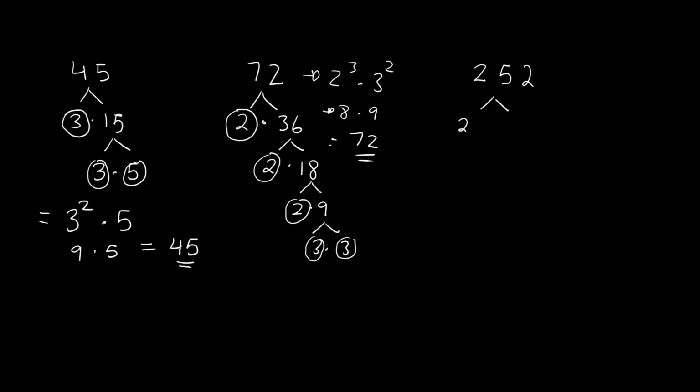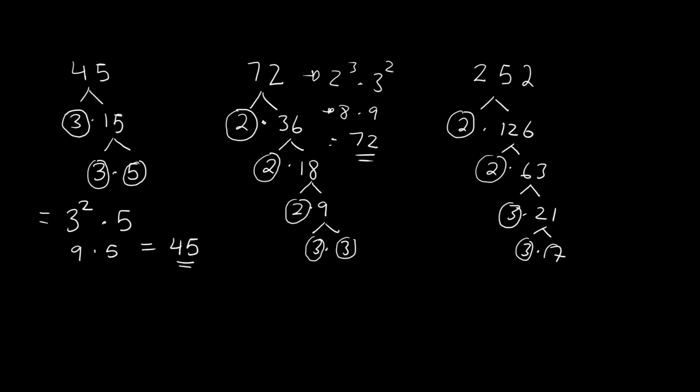Now let's factor this one. 2 times 126 will give you back 252. 2 is a prime number. Now let me factor 126. 2 times 63 will give me back 126. Let me circle. 3 times 21, circle 3. Let's factor 21. That will be 3 times 7. These two numbers are prime numbers. Now I can rewrite this as 2 to the second power times 3 to the second power times 7.